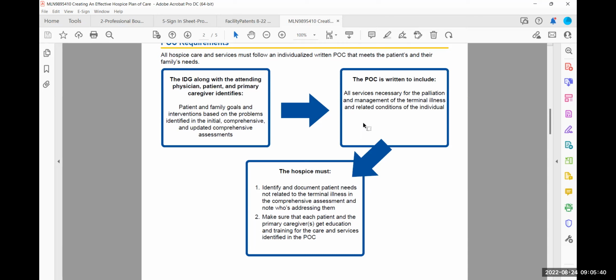And what's it got to include? All the services necessary for palliation and management of terminal illness and related conditions. So in other words, whatever that patient and the family need to manage the symptoms and also anything else that goes along with it. That is what the plan of care needs to include. And what do we have to do? The hospice must identify and document the patient needs not related to the terminal illness in the comprehensive assessment, and then tell us who's addressing them.